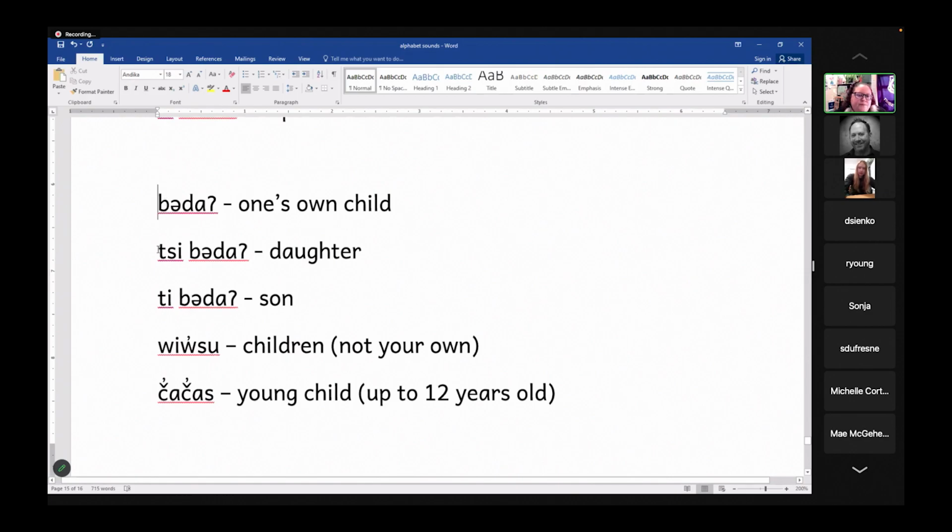Bada, si bada, ti bada, Lushootseed, cha-chas. So bada if you're talking about your own child. Lushootseed if you're talking about your classroom full of children. And cha-chas for a young child that maybe isn't yours. Or if you're talking about a time when you were a child.